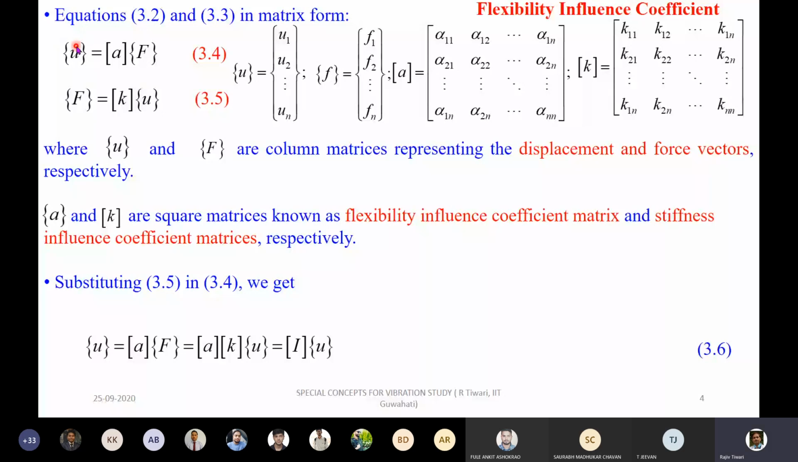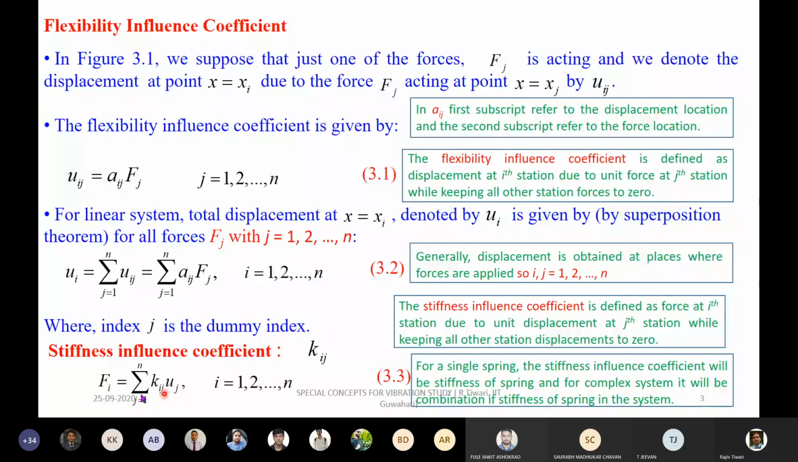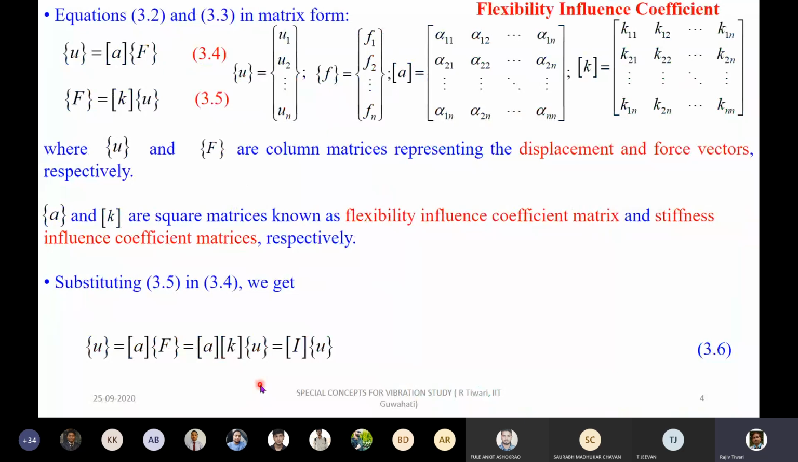U is a vector containing n displacements at n masses. A is the flexibility influence coefficient matrix, a matrix of size n into n. F is the force vector, 1 to n. From this expression, if we expand, we can express this as force vector, stiffness matrix, and U.